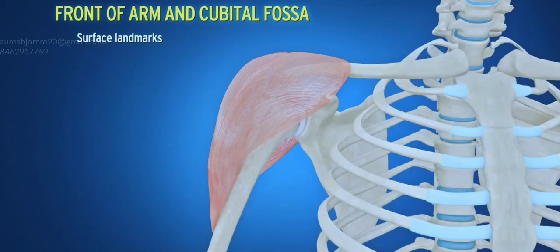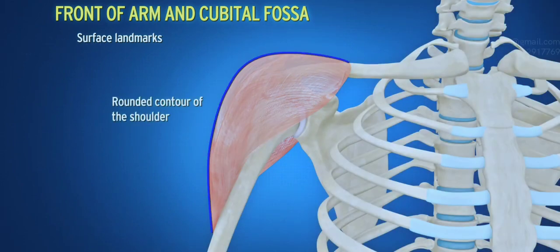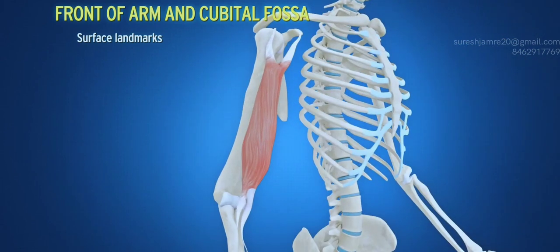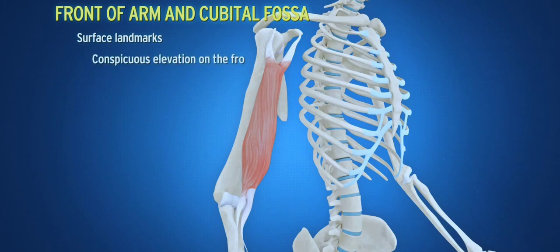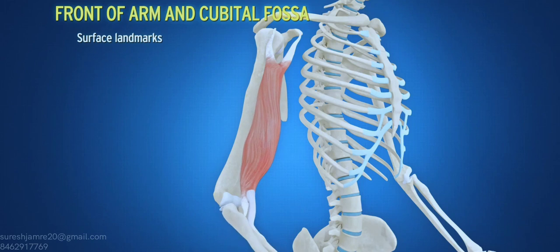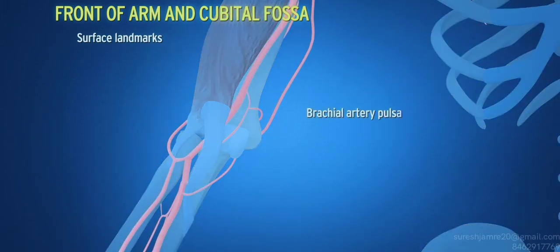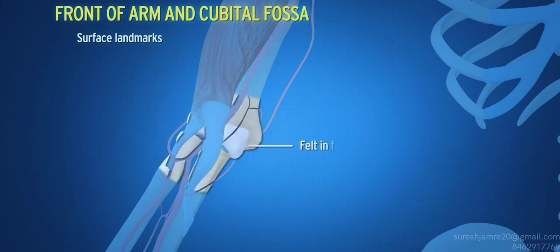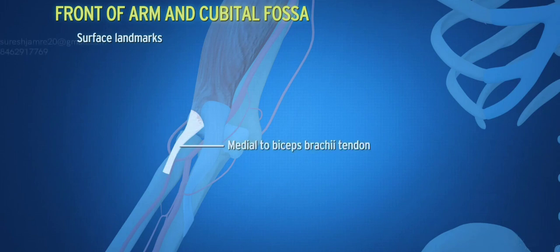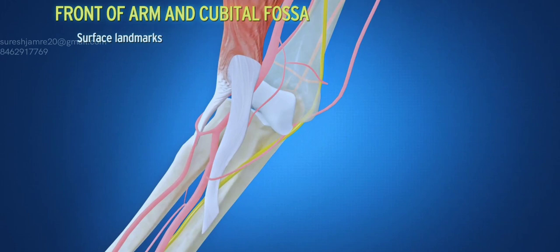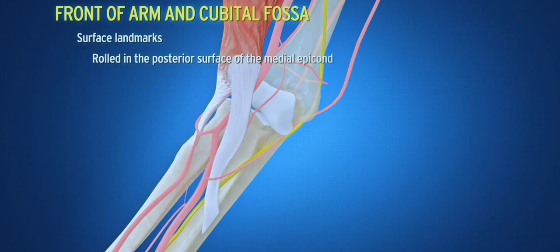Deltoid muscle forms the rounded contour of the shoulder. Biceps brachii muscle forms a conspicuous elevation on the front of arm. The muscle becomes more prominent on flexing the elbow. Brachial artery pulsations can be felt in front of bend of elbow, just medial to biceps brachii tendon. Ulnar nerve can be rolled on the posterior surface of the medial epicondyle.